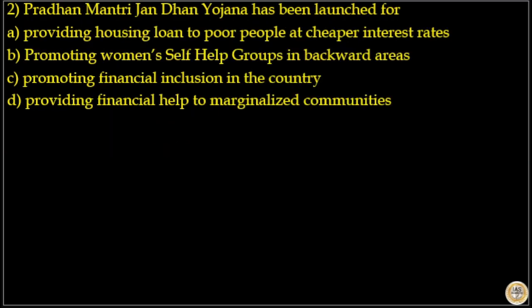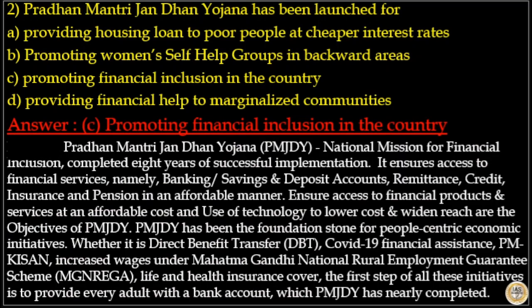Next is, Pradhan Mantri Jan Dhan Yojana has been launched for. Options are providing housing loans to poor people, promoting women's self-help groups, promoting financial inclusion in the country, providing financial help to marginalized communities. The answer to this question is option C, promoting financial inclusion in the country.